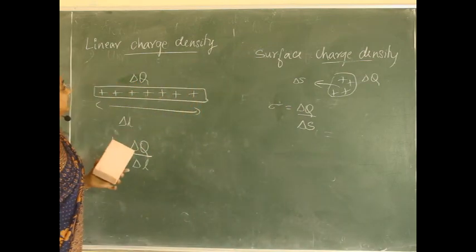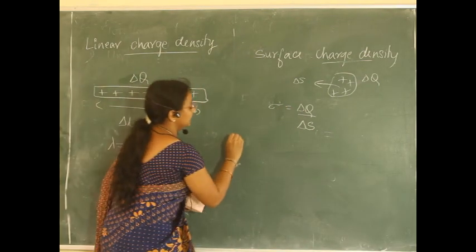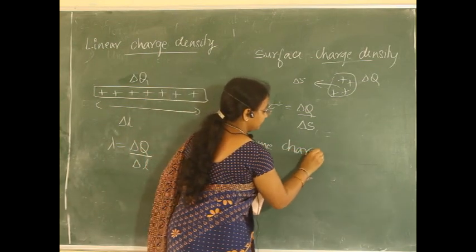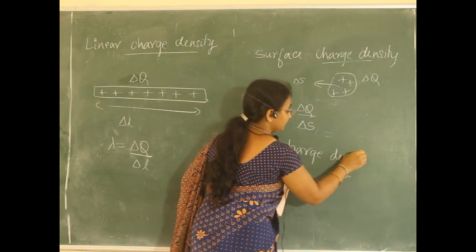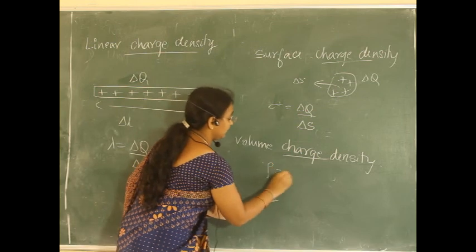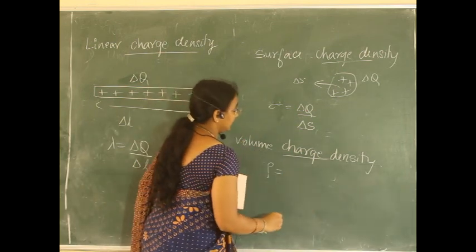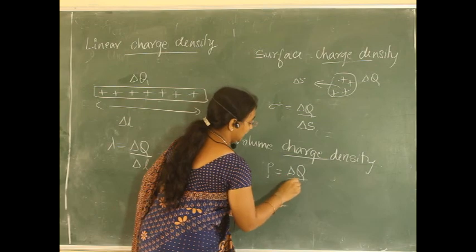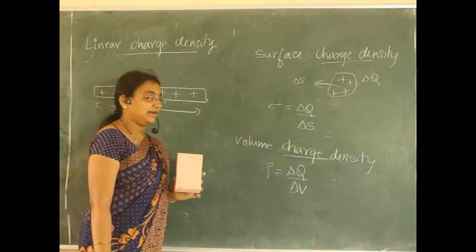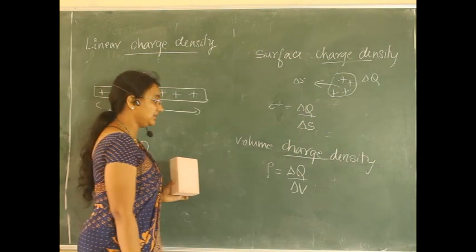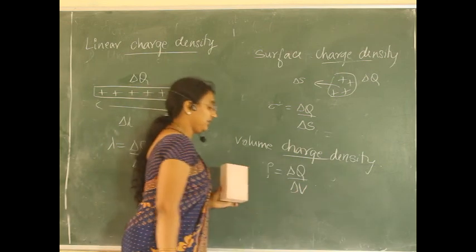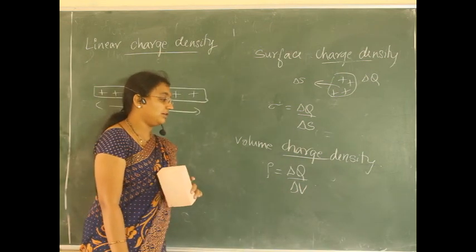One more, volume charge density. For this, rho is equal to charge per unit volume. Let us consider delta Q be the charge present, and delta V be the volume. Then I can say rho is equal to delta Q by delta V. Do you remember this? This is nothing but the amount of charge present in the volume delta V. So therefore I can say rho is equal to delta Q by delta V.